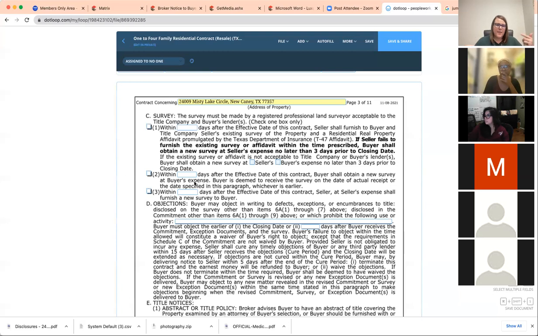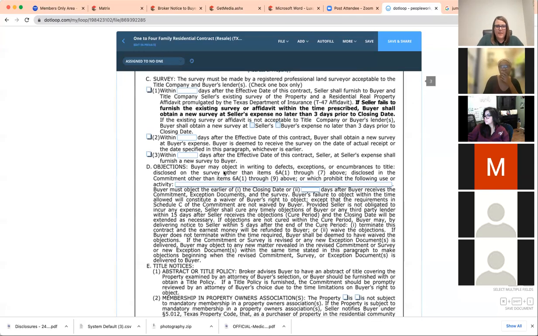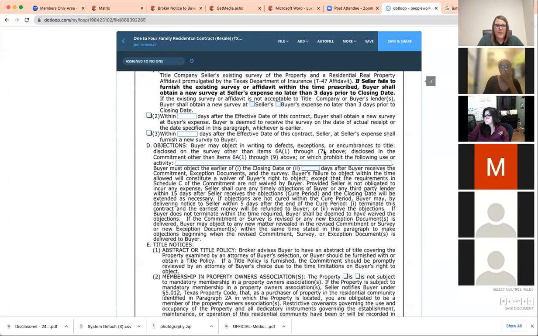3 is within blank days after the effective date, seller at seller's expense shall furnish a new survey. If the seller's paying for it, I shorten the window to like 10, 15 days. Again, I want to get through option period before I make a lot of people pay a bunch of money for nothing, but I do shorten that window if the seller does pay for a new survey.